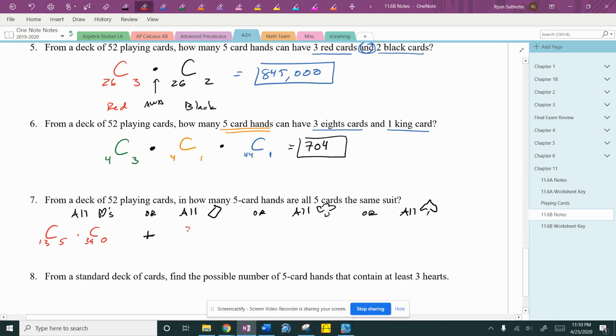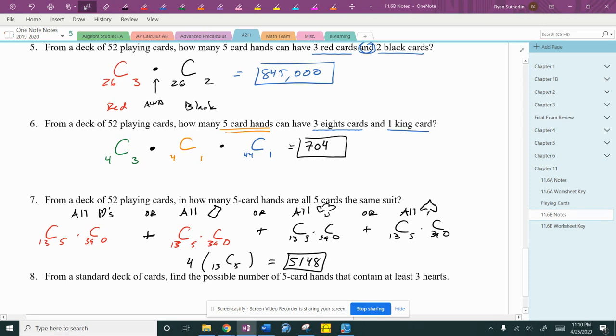Or they all could be diamonds. So I could have 13 choose 5. Or they all could be clubs. So 13 choose 5. Or they all could be spades. Now from the beginning, what you could notice is I could have just done 4, because there's 4 suits, times 13 choose 5. And that comes out to be 5,148.